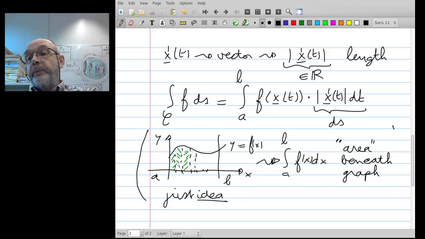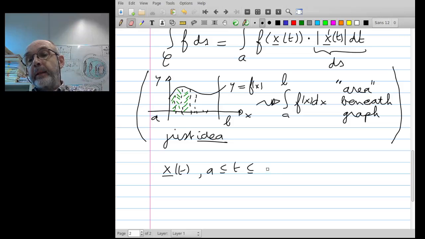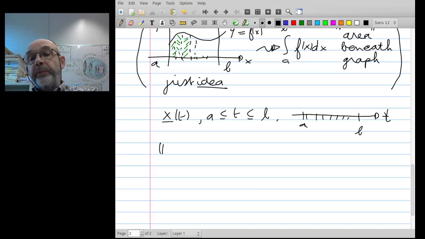Now we can do the same in R3, with a curve x(t) and your t between a and b. Now you can cut up your parameter t into pieces, and then in R3, what do you do?